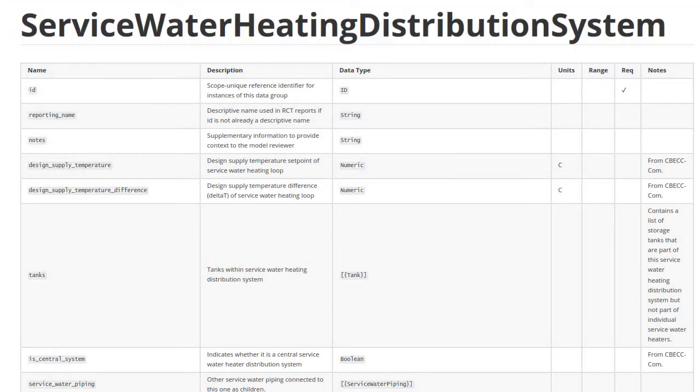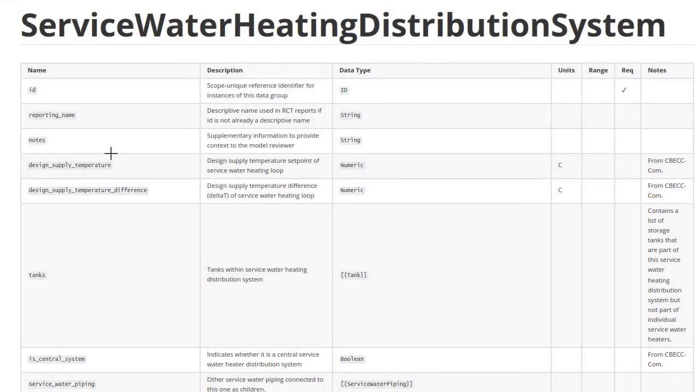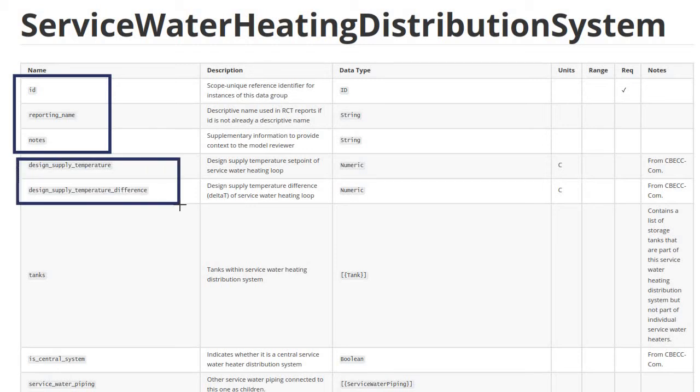So there's an ID, a reporting name, and notes. And then after that, there's a couple numeric inputs for the design supply temperature and the design supply temperature difference. So that would be for the service water heating loop.